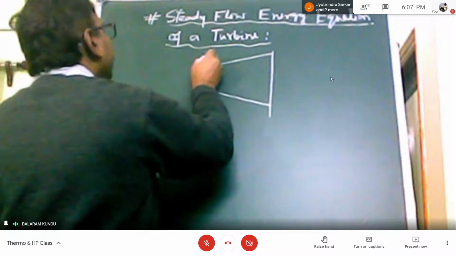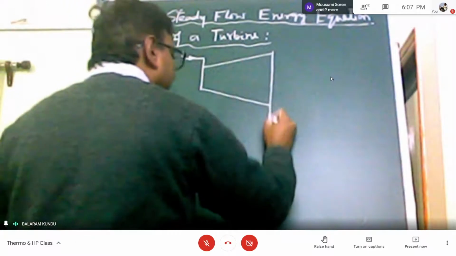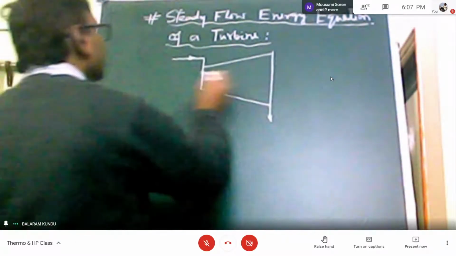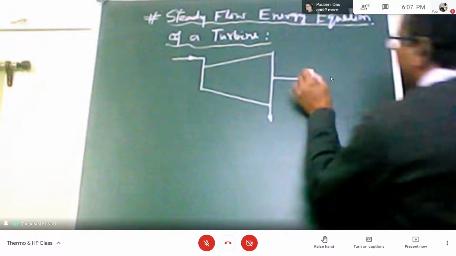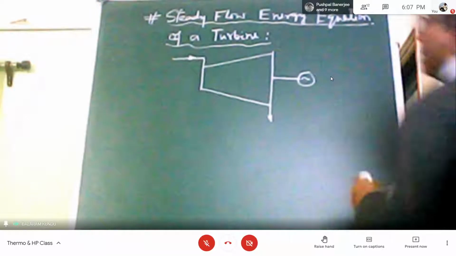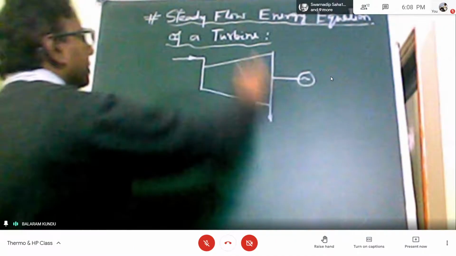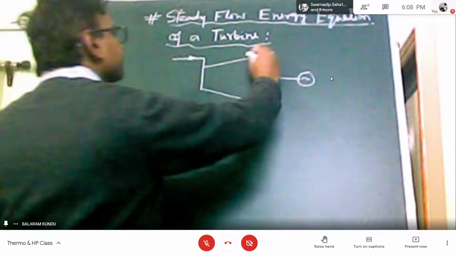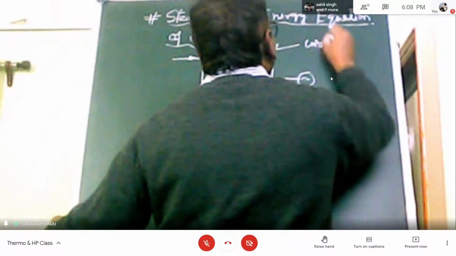And this is the inlet section of the turbine, and an outlet section here. The shaft is there, and the shaft is coupled with the generator here. This is your generator, and this is the outer structure of the turbine. Sometimes it is called the casing of the turbine. This is the casing of the turbine, which is fixed.